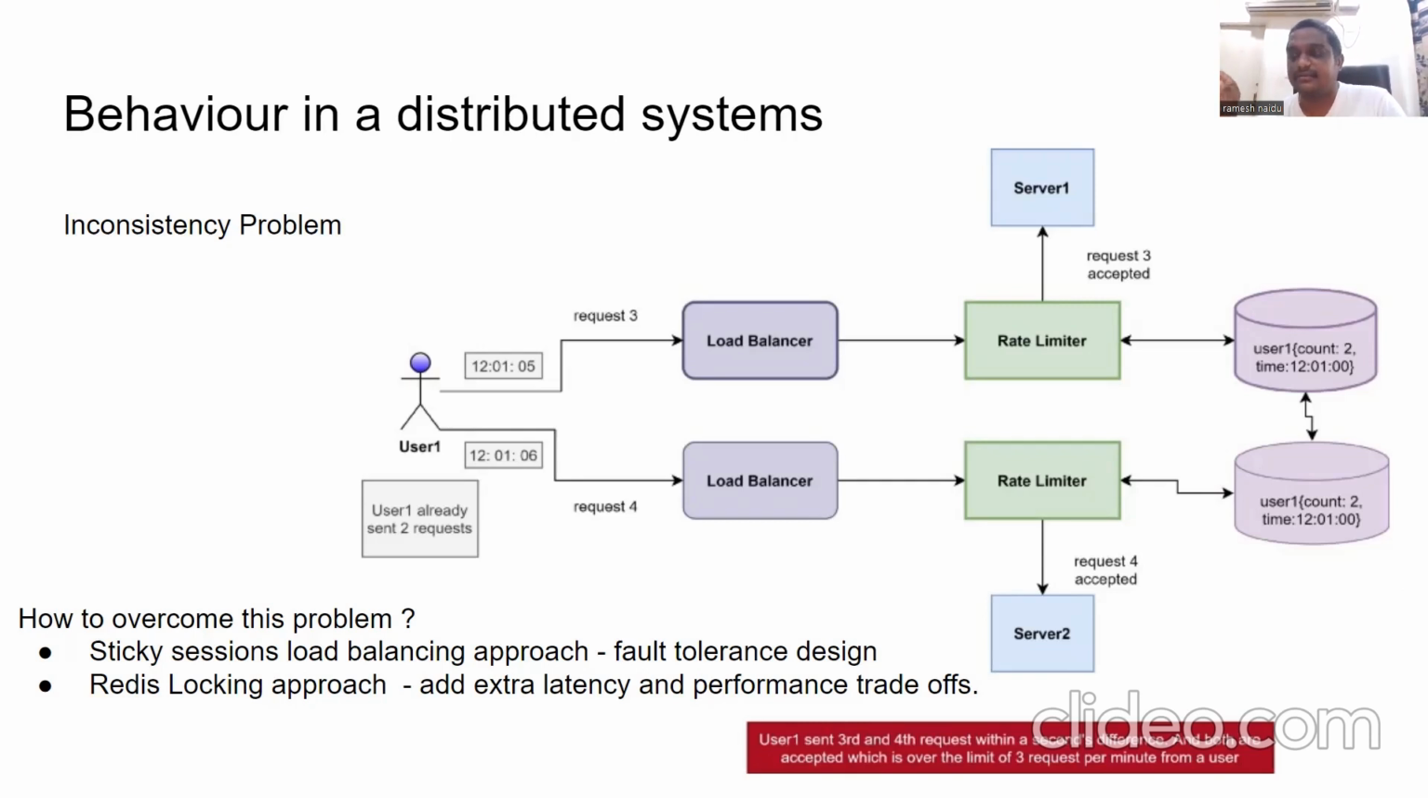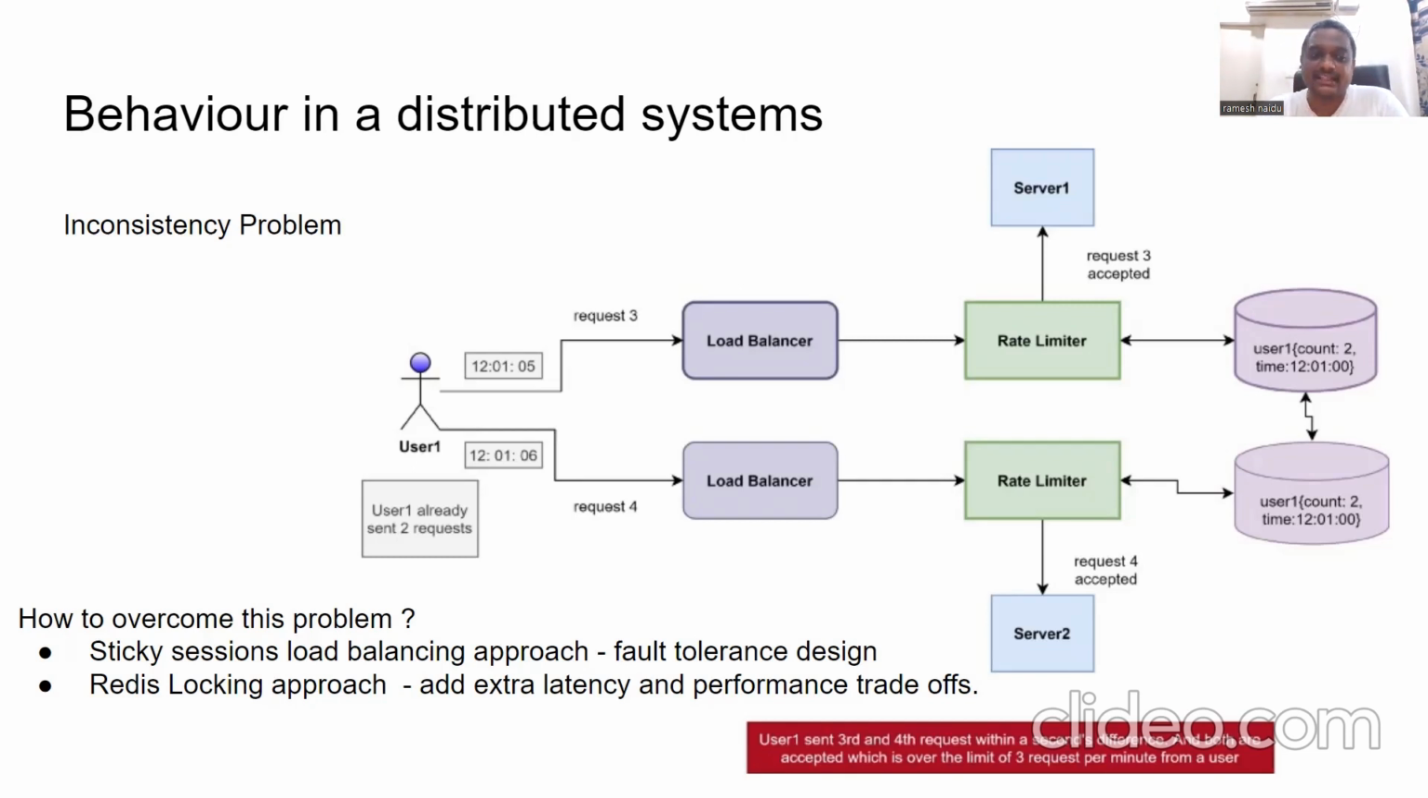Assume there are 3 requests per minute as the rate policy for us. Now there are already 2 consumed, so we have only 1 left over. At the same time, when 2 requests are sent, the rate limiter, because in the database the count is still 2, considers both the requests as valid, and there is an inconsistency problem. We told the policy that it's only 3 requests per minute, but because of this inconsistency problem in distributed systems, we allow both the requests. So this is one unique problem which we'll see in the distributed system.